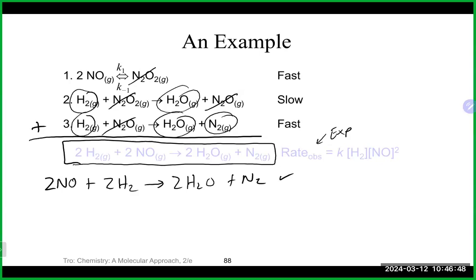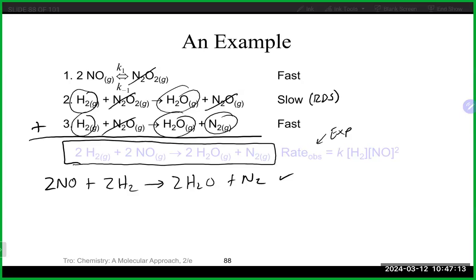Sometimes they will put in these mechanisms next to each of these steps to say fast, slow, fast. The one that is marked slow is our rate determining step. So this guy right here is our rate determining step. And what that means is when we write a rate law for step number 2, it needs to match the one that was found experimentally, in order for this one to be a good mechanism.